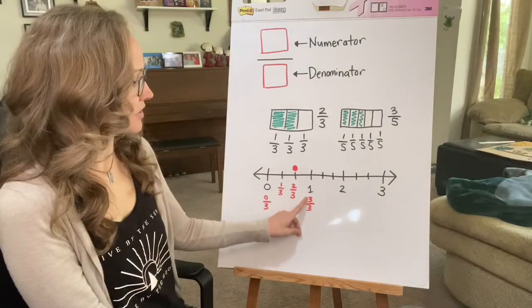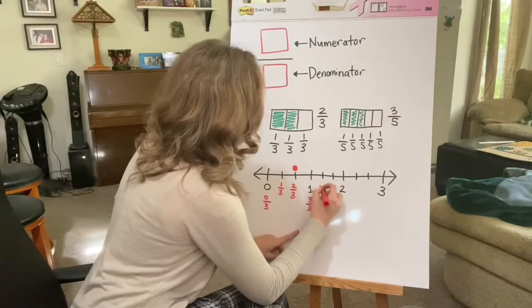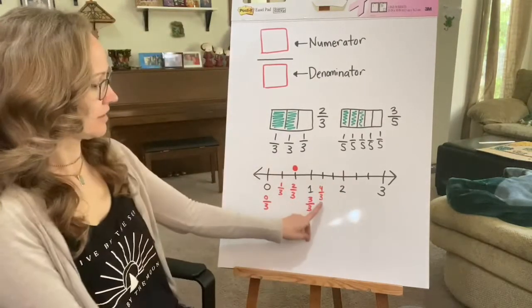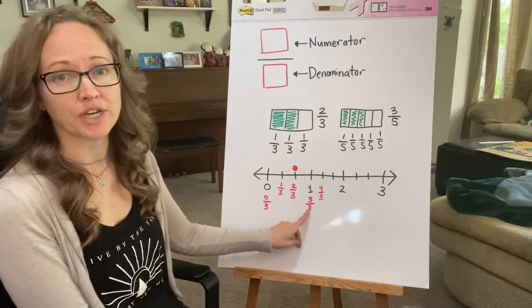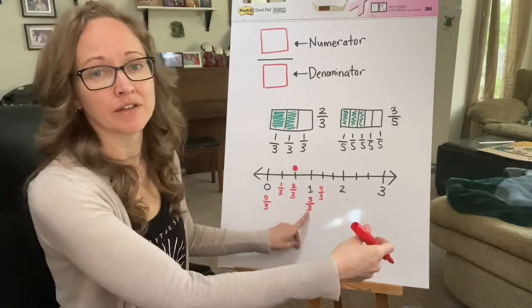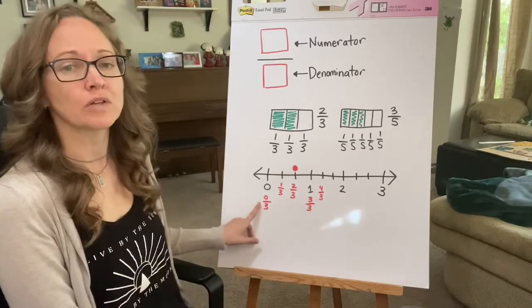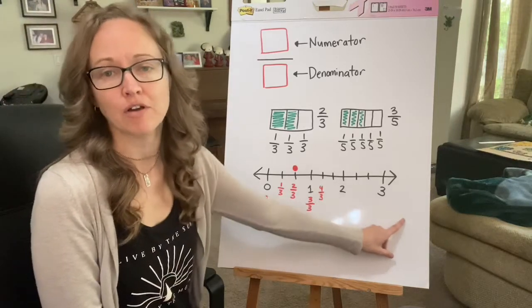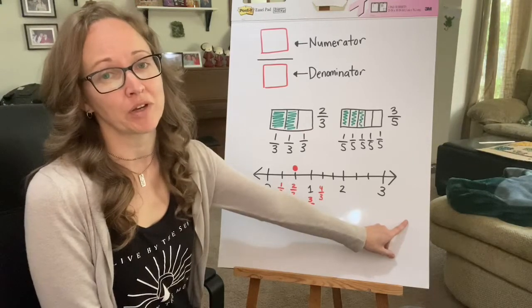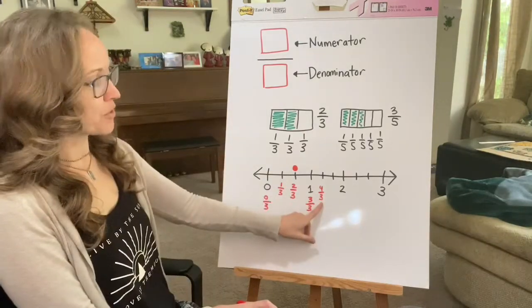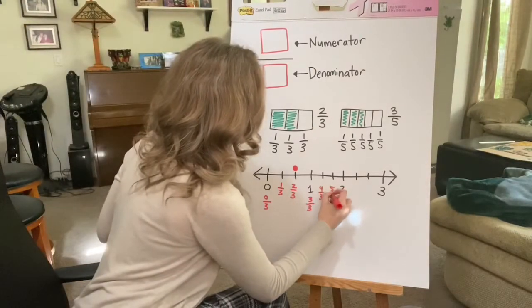After 3/3 comes 4/3. Our denominator does not change. Our numerator is changing because now we're finding different points on the number line, but that does not change our denominator. Our denominator will constantly be in thirds all the way down the number line because that's our unit fraction. That's what we've broken up the whole into. All right, after 4/3 comes 5/3. There's our 5/3.